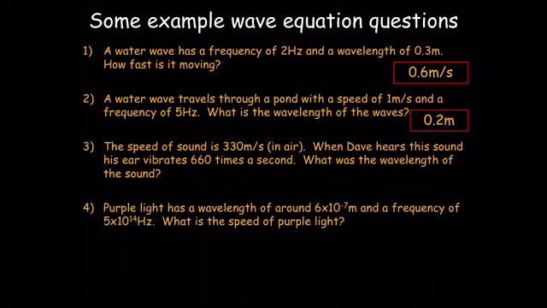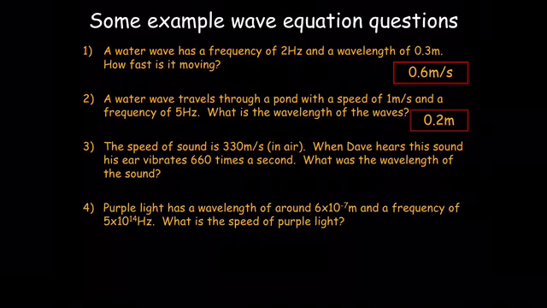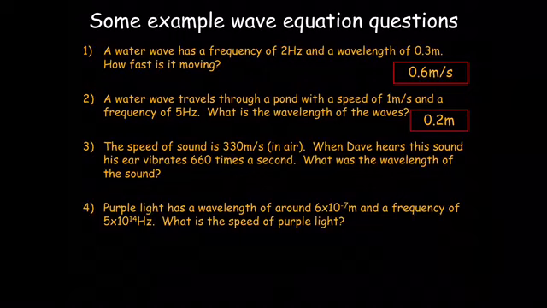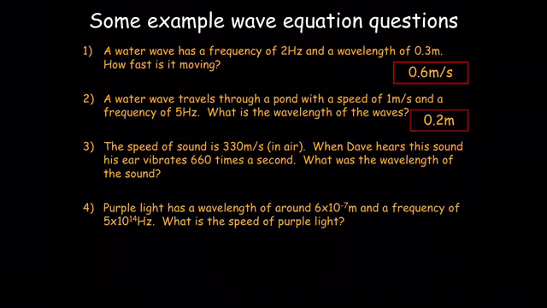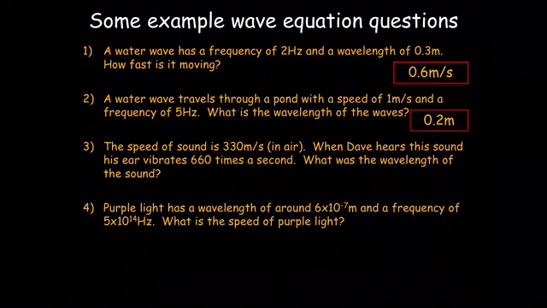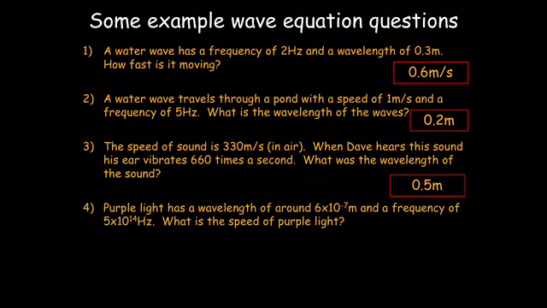The speed of sound is 330 meters per second. That's about right. When Dave, good old Dave, hears this sound, the ear vibrates 660 times a second. Dave's amazing, isn't he, if he can count them. That's quite quick. He probably is one of these perfect pitch people. What is the wavelength of the sound? Again, we divide. We take the 660 and we divide it into the 330. That doesn't take a genius to work out. It's half a meter. So the wavelength is half a meter.